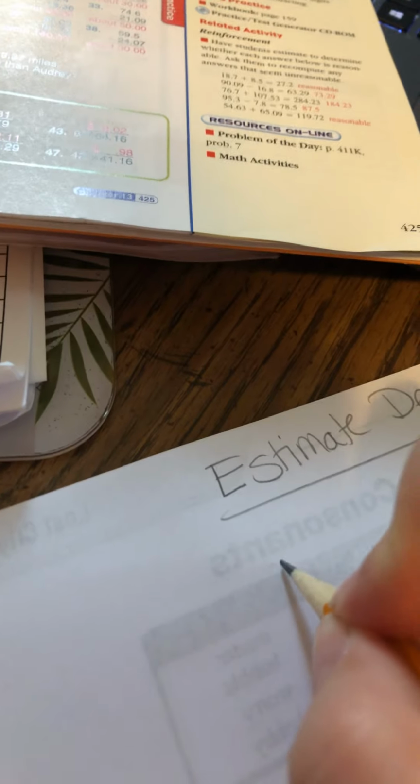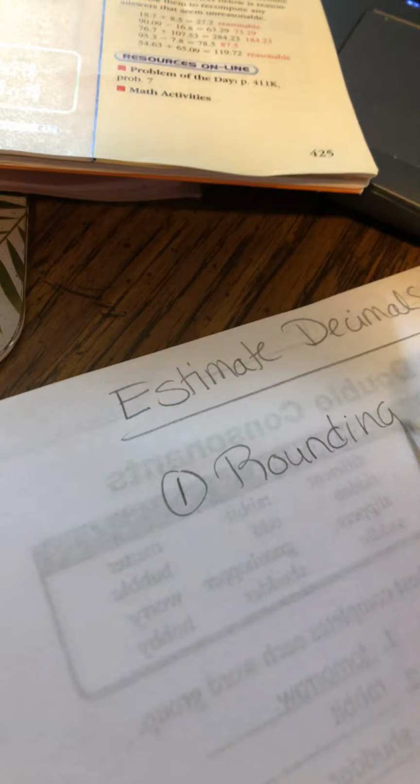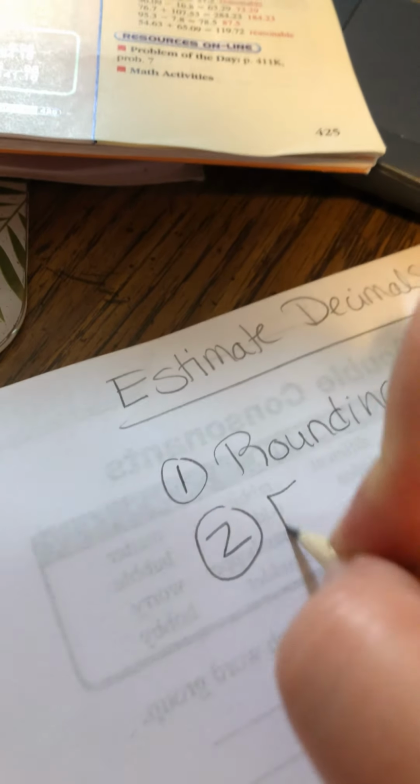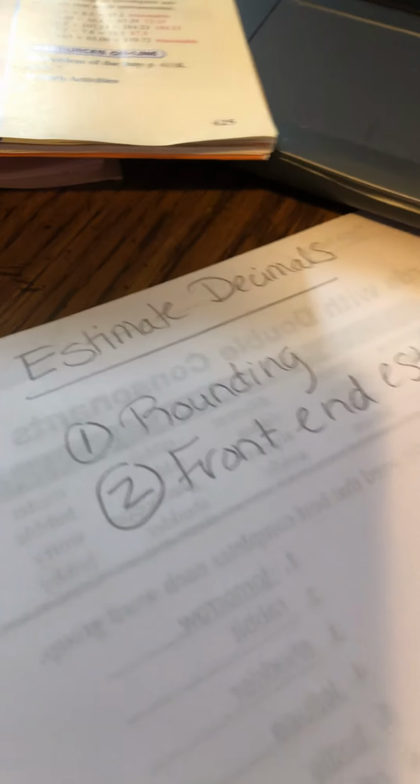Hey boys and girls, here's a quick video on estimating decimals. There are two ways to estimate decimals. The first way is with rounding, and the second way is with front-end estimation.